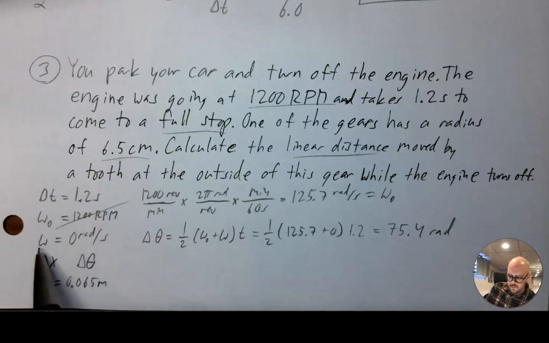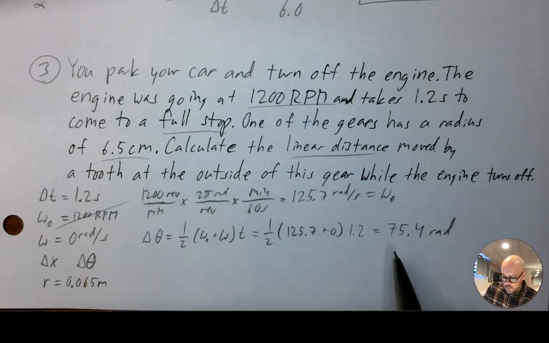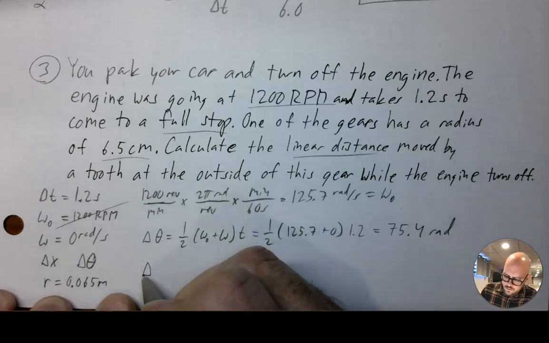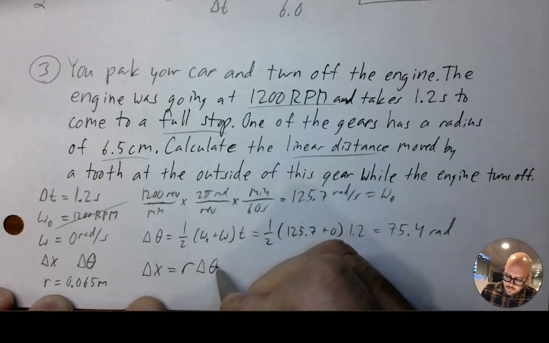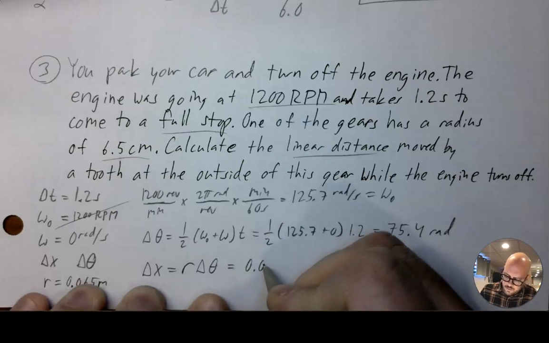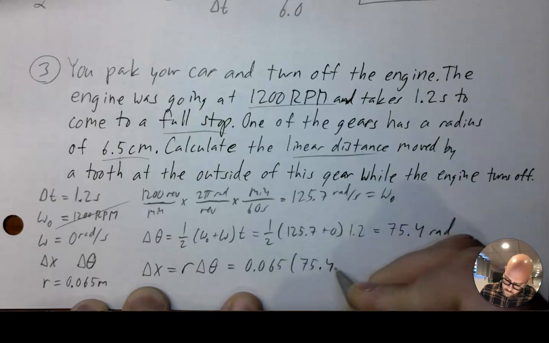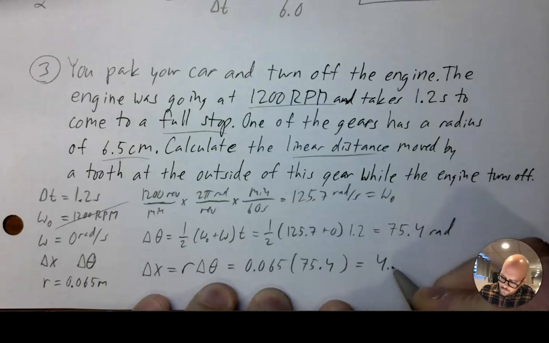Now, if you don't remember that equation, you can always use 2 different equations. You have enough kinematics information to find the acceleration, and then use the acceleration to find the displacement using one of the other 2 equations. But this is quicker in this problem. Now, the last thing, I'm going to need to find the linear distance. Linear distance is equal to the distance from the axis times the angular displacement. So 0.065 meters times 75.4 radians. And so that linear distance is 4.9 meters.